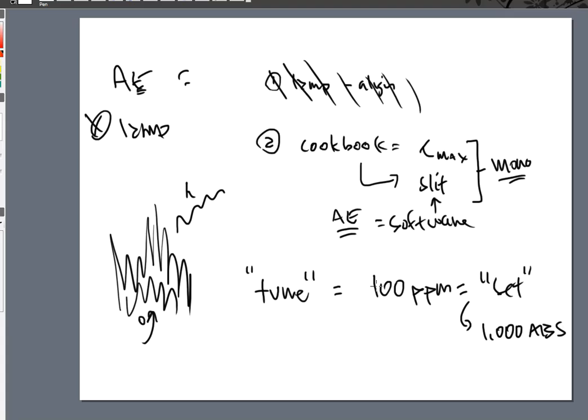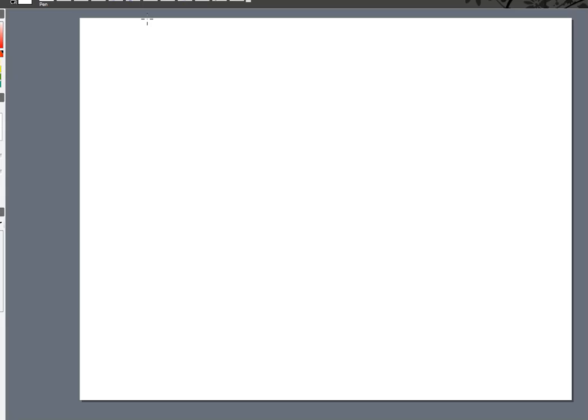So once it reads a 100 or a 1 absorbance, then at that time we can run samples, right? And those samples will include the 100 ppm standard again.